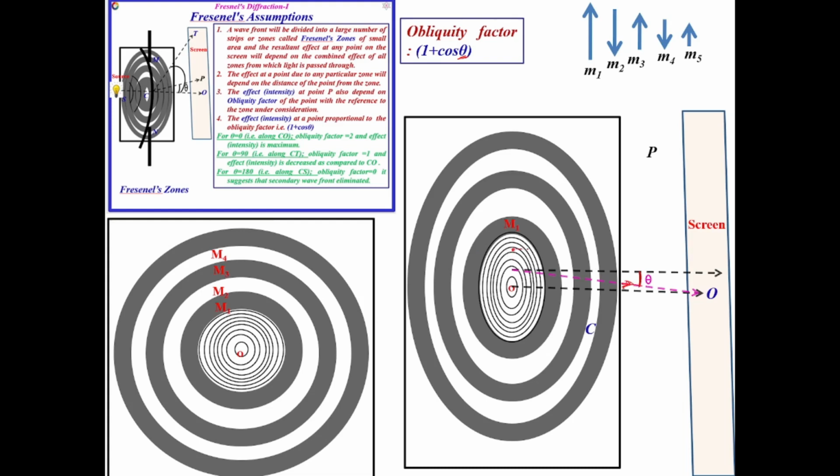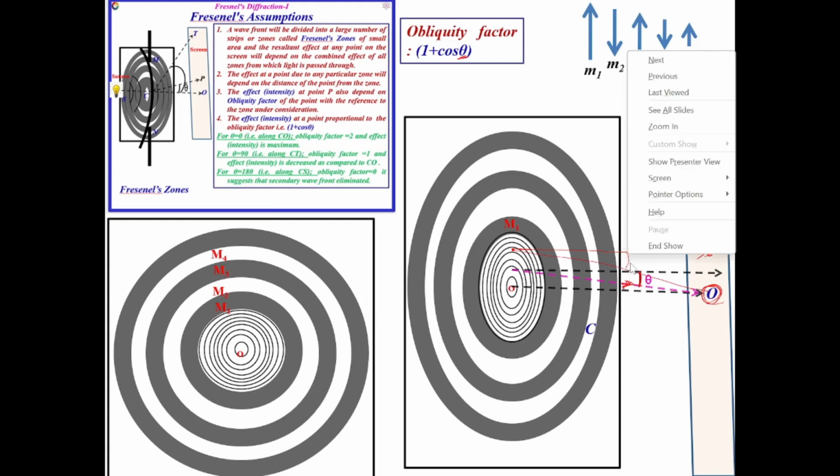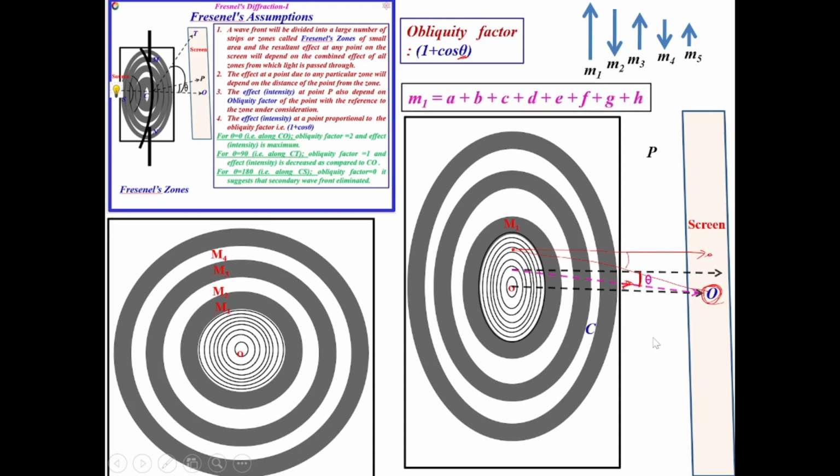From this strip, light can move straight onto the screen over here, but we intend to find the net intensity at point O. For that, the light has to be bent towards O, and it will be bent with a larger angle as compared with this one. So suppose this larger angle is theta 1.